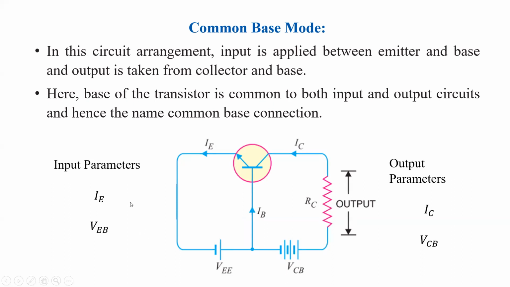Let us study the characteristics of this common base mode connection. For that, these input and output parameters are required. Here we have shown that the input current is IE and the input voltage is VEB, the output current is IC and the output voltage is VCB. These are required for understanding the characteristics of CB mode.